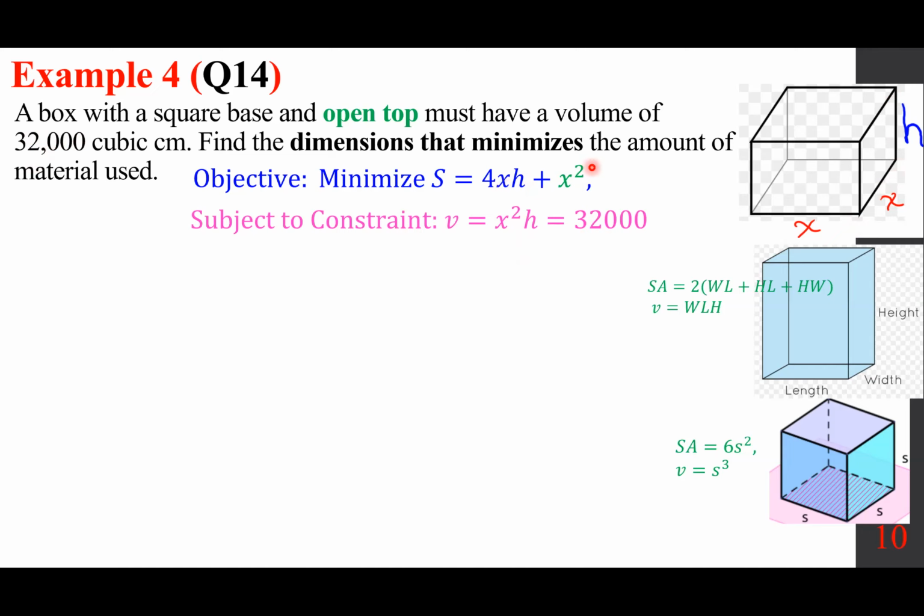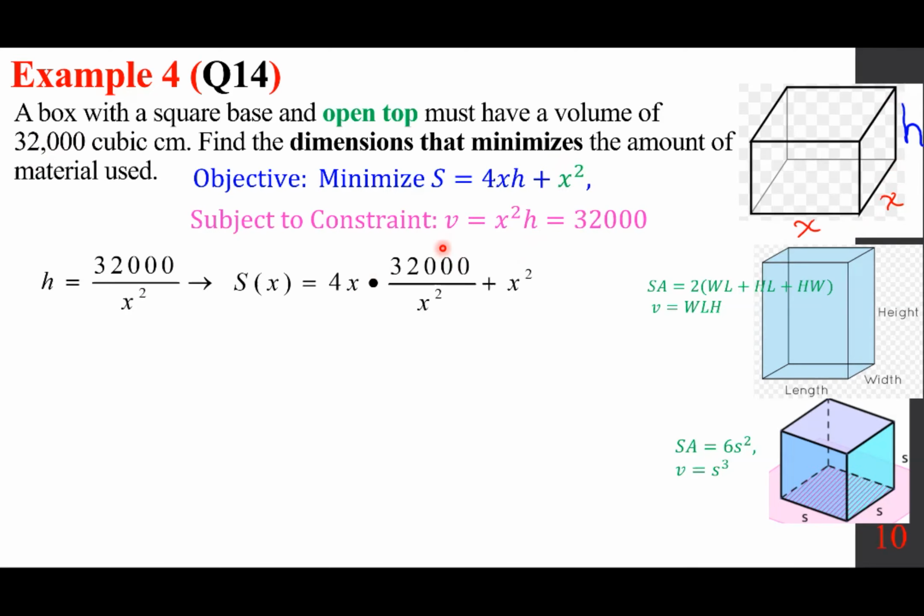We have 2 variables, X and H. We want to get rid of the H, so we're going to solve for H by dividing by X squared. We will put that in here. So 4X times the new H plus X squared. S, we're going to change the name to S of X, which means now it's a function of X.